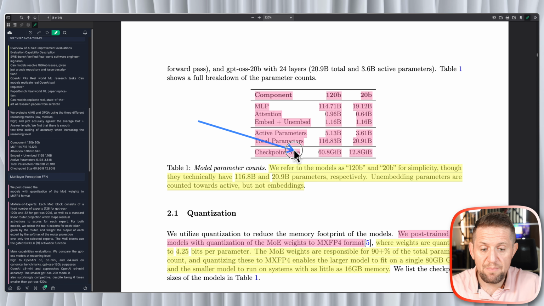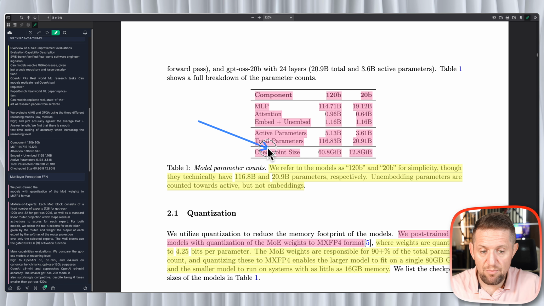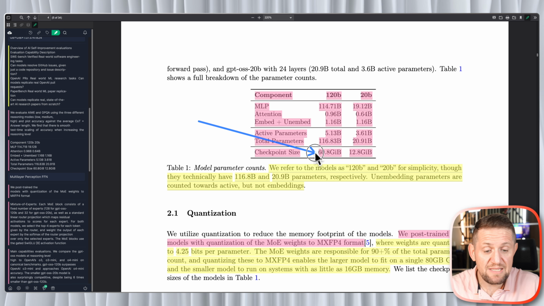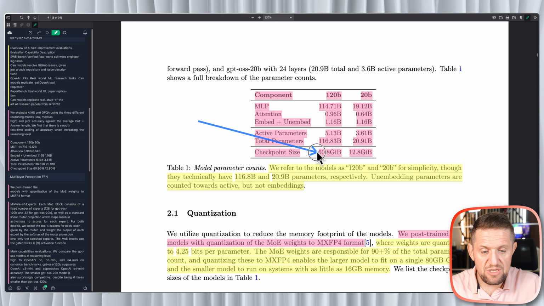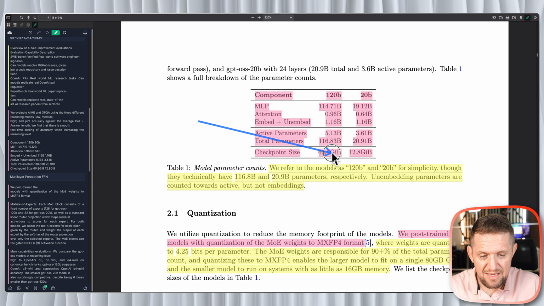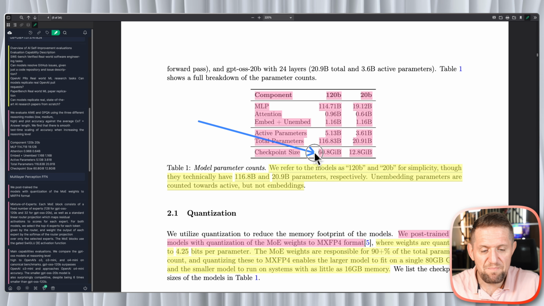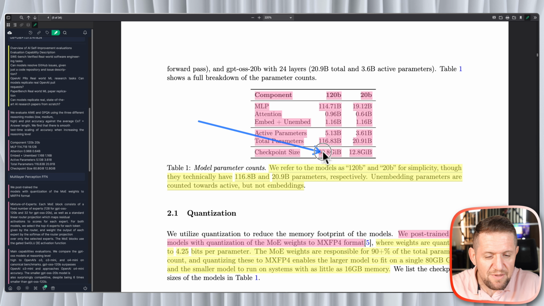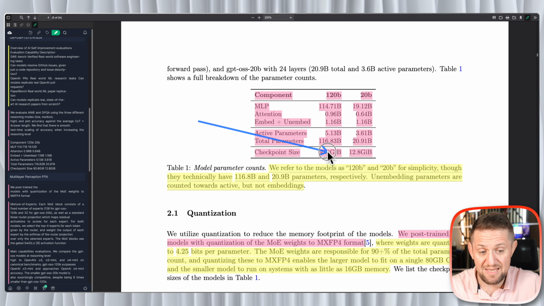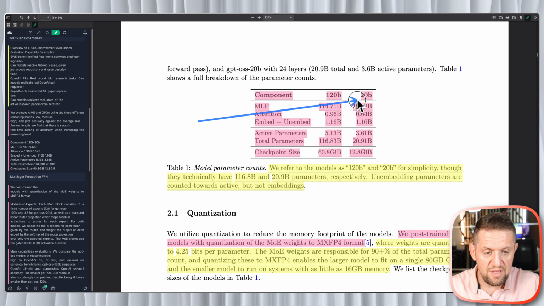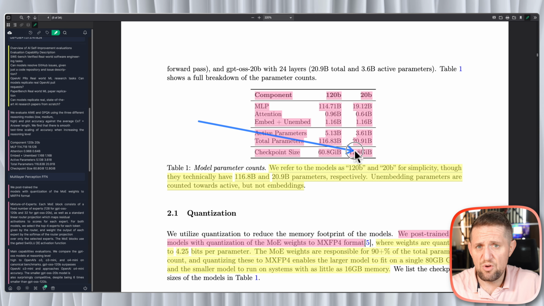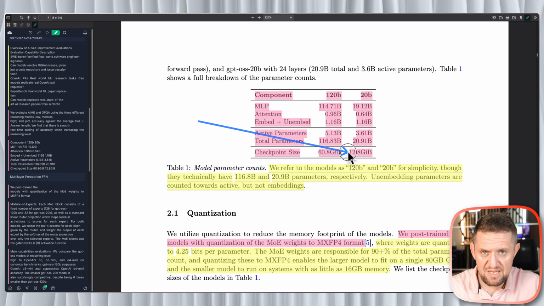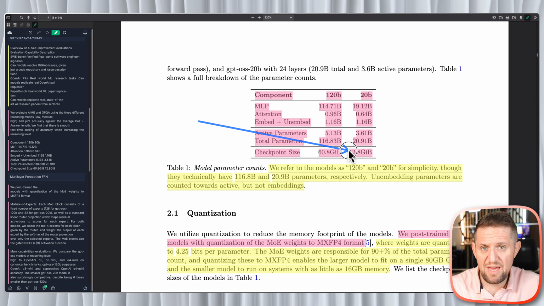And then the checkpoint size. This is the size of the image of the model, and they give it in something called gigabyte, which is nearly the size of the gigabyte. So when you see 60.8 gigabytes, it's a little bit more than 60.8 gigabytes in size. And the same goes for the 20 billion parameter model. So if you decide to download this model, by the way, the download link is on the blog itself. You can get it on Hugging Face. You can get it also on GitHub.